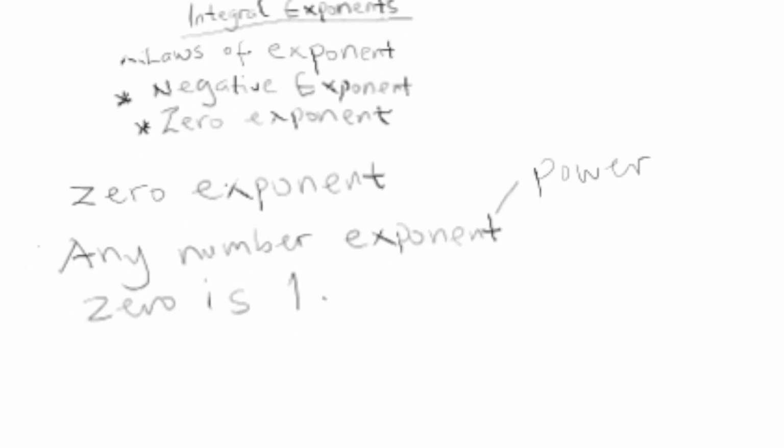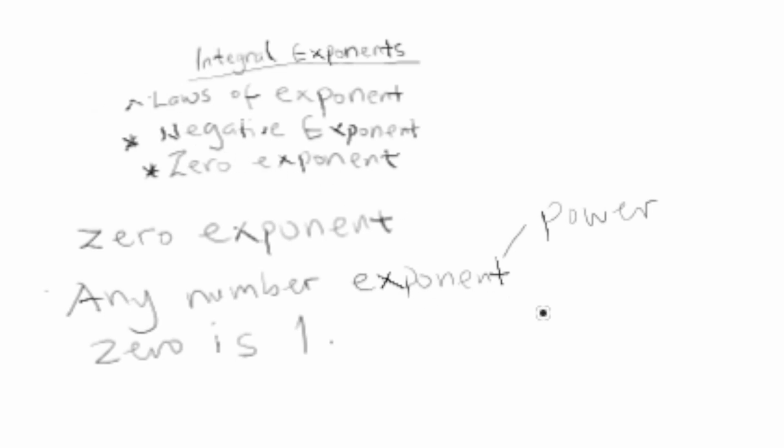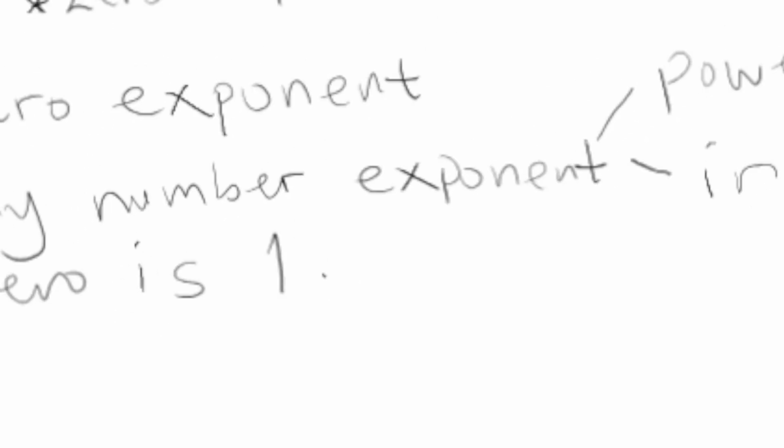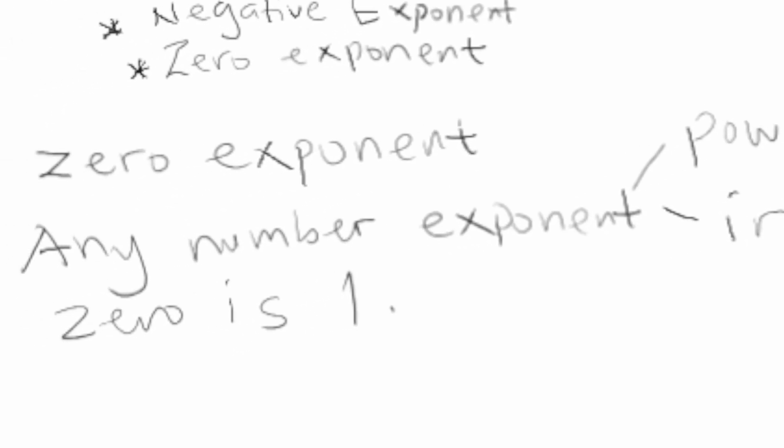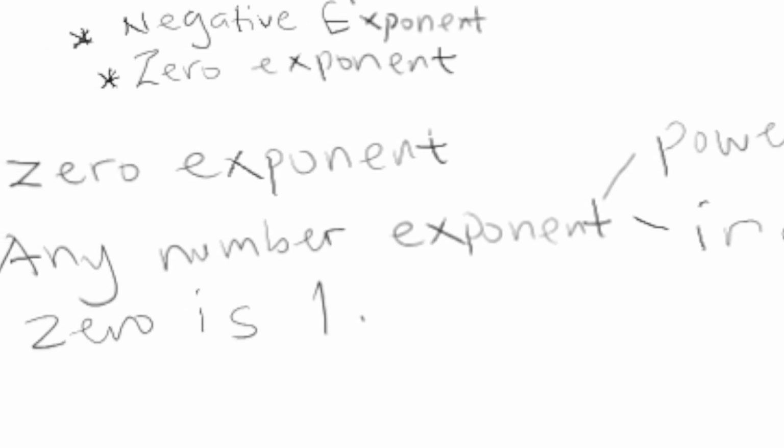So in some books, if you don't see exponent, you see raised to the power, it's talking of the same thing. Or if you see index, it talks of the same thing. I need to make this one bold, and then I'll be able to move around so that everybody can see. Okay, so any number exponent 0 is 1.